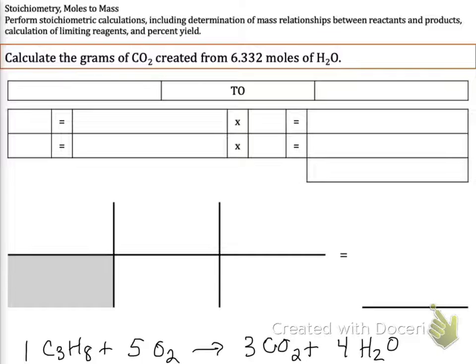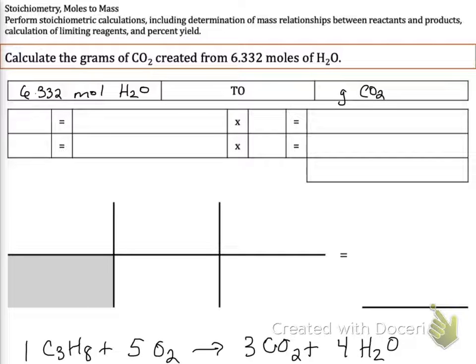Now this question would be better worded if it said, calculate the grams of CO2 created when 6.332 moles of water were also created, but that's just semantics. So let's go ahead and fill in our given, which was 6.332 moles of H2O. And I'm asking you to find grams of CO2.